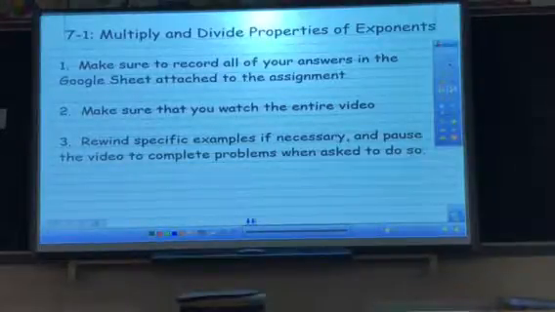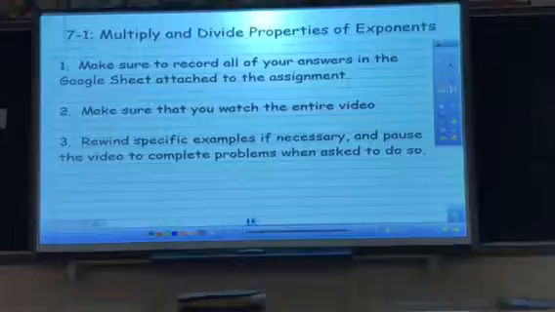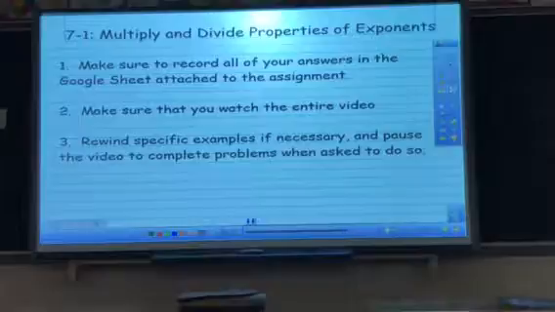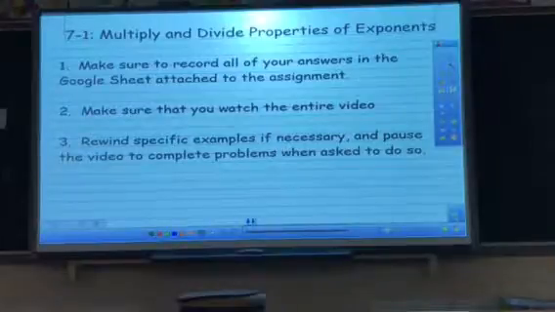Two, make sure you watch the entire video, every second of it. And the last thing, make sure you rewind specific examples if it's necessary. So if you don't get a problem, rewind it, go back, see it again, and make sure you understand how it's being done. Also be ready to pause the video to complete problems when I ask you to do so.